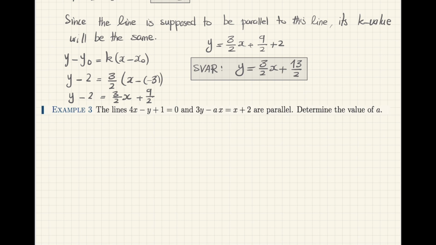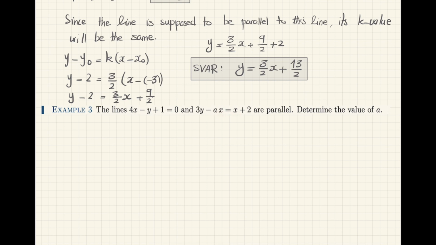The lines, this one and this one, are parallel. Determine the value of a. So you see, in one of the equations I do not have any undetermined coefficient. The coefficients are 4, minus 1, and 1. But here I have two problems. First of all, x appears in two places.